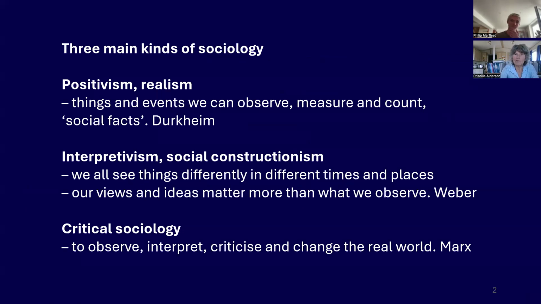Now, there are three main kinds of sociology: positivism or realism, that looks at the things and events that we can observe, measure, and count, the social facts that interested Durkheim. Then there are the interpretivism and social constructionism approaches that believe we all see things differently in different times and places. Our views and ideas matter more than what we observe in Weber's tradition. And then there are the critical sociologists, and their interest is to observe, interpret, criticize, and also change the real world in Marx's tradition.